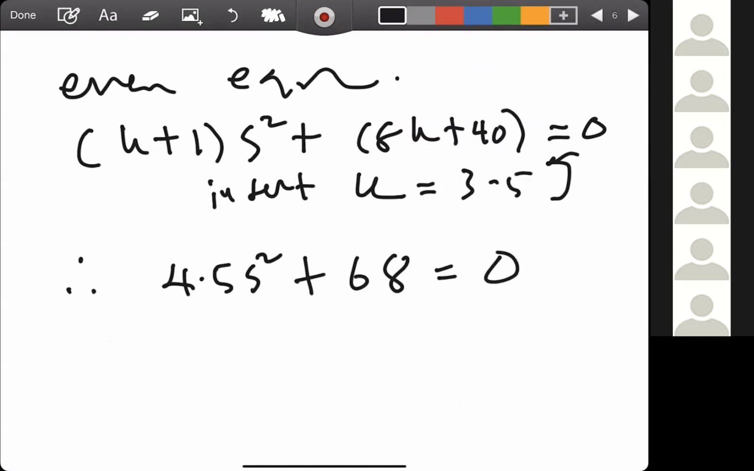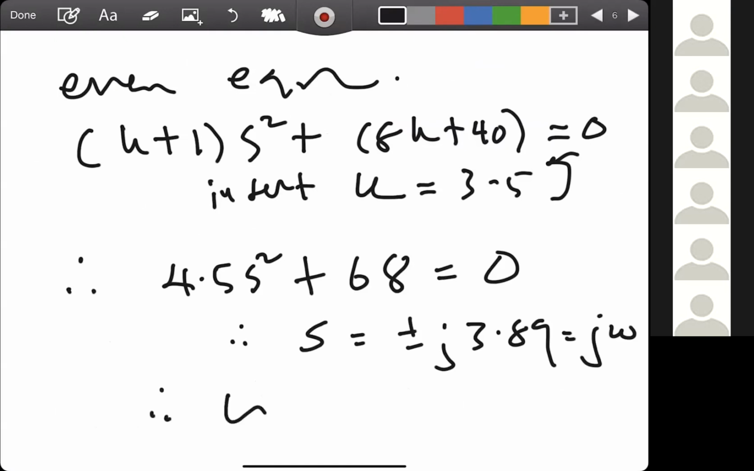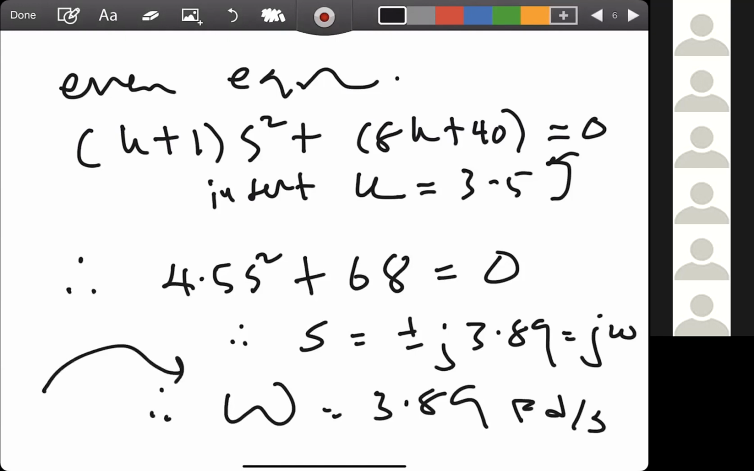Okay. Then simplify: S is equal to plus minus j 3.89. This is equal to j omega. So omega is equal to 3.89 radian per second. So this is the point where the root locus intersects the j omega axis.